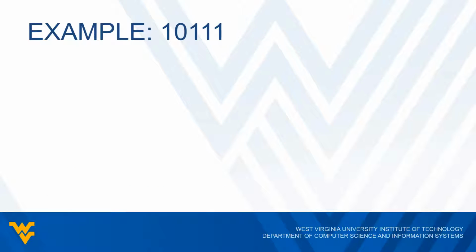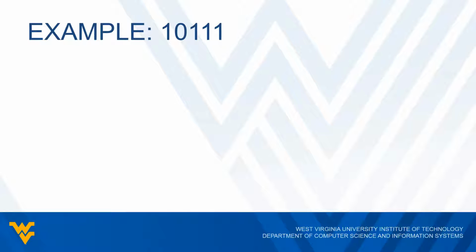Let's have you do a different example just to make sure you got the hang of converting a binary number into a decimal number. So here we'll do 10111. Pause the video, work it out, and then resume the video once you're pretty sure you have the answer.